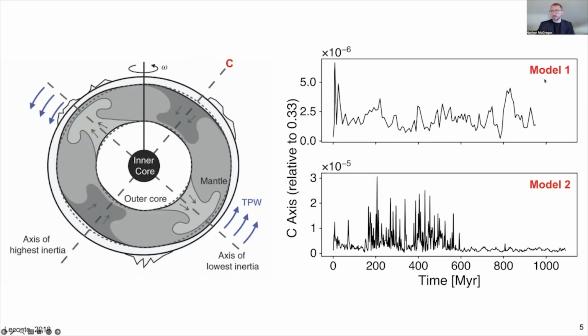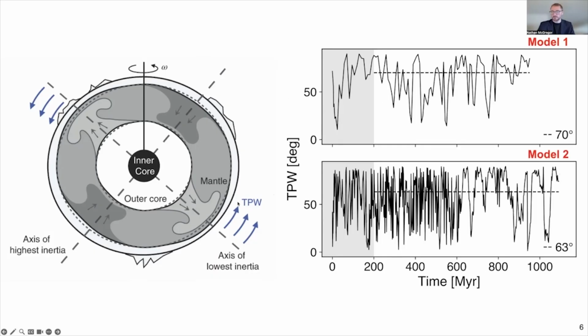But what we see in our models, model 1 and model 2 here, is we look at over the entire model runtime on the x-axis, and the c-axis is on the y-axis. We can see that the c-axis is changing over time. And that's because of the mass moving around. So the amount of true polar wander, which is how much does Venus reorient, is quite significant, about 63 to 70 degrees, which means that Venus is undergoing a lot of true polar wander and is very rotationally unstable.